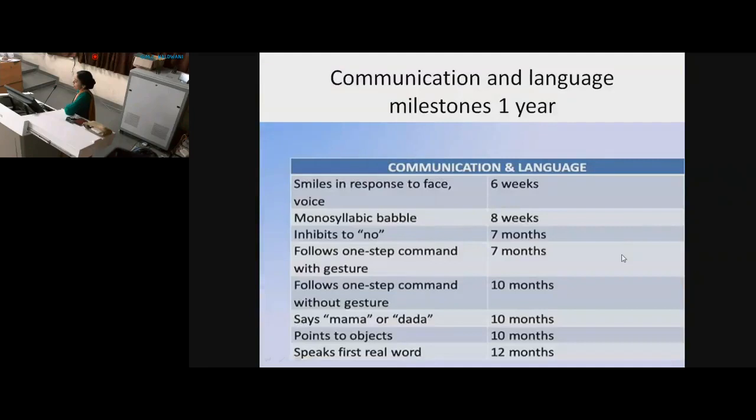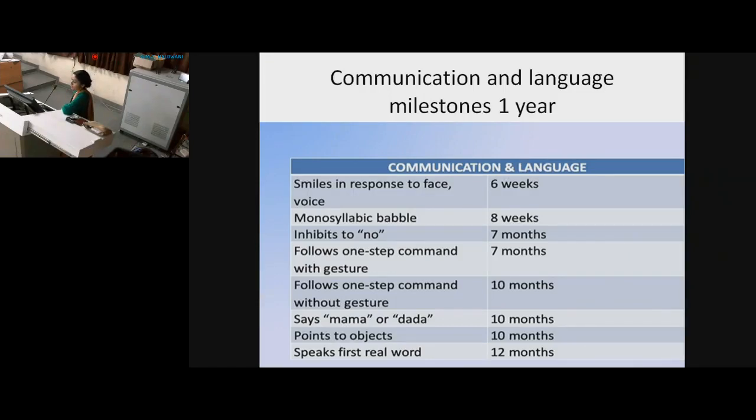So these are communication and language milestones. The child's response to face, there's a monosyllable, inhibits to know, follows a one-step simple command, one-step command without gesture, with gesture at 7 months. You tell him, pehle aise ki aap tali bajao. Then you just tell him tali bajao. So after that, the child will be able to follow that.